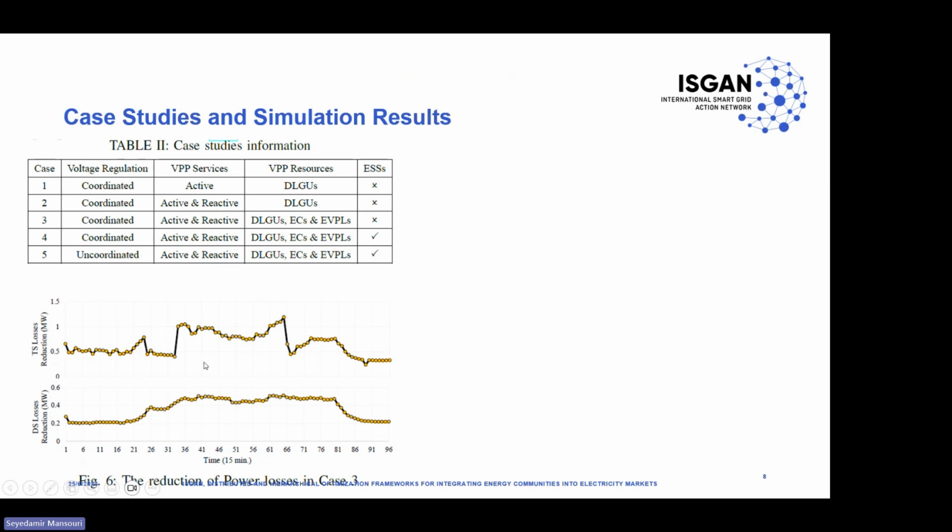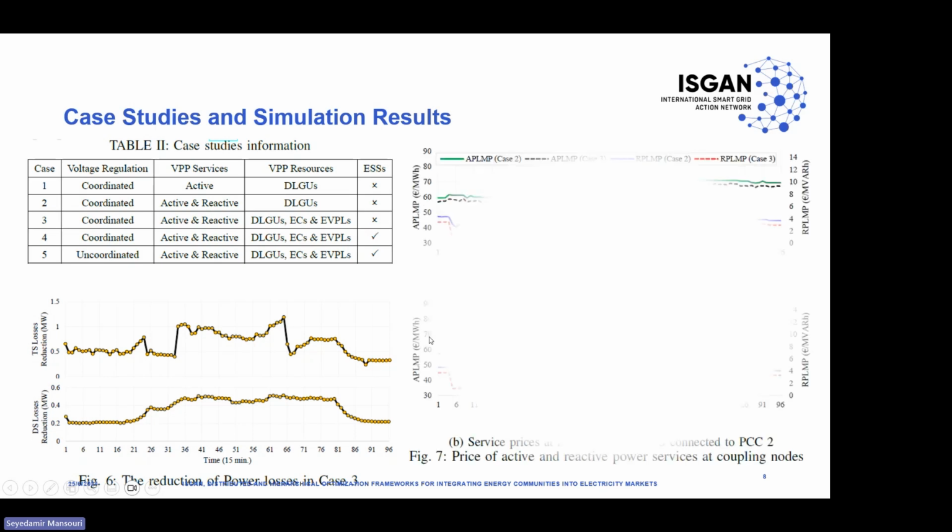So this is the result from case 3, in which all VPP resources are activated in the market, and we compared these results with case 1. We found that if all demand-side resources participate in the balancing market, we can significantly reduce the power losses in both the distribution and transmission levels. You can see these reductions.